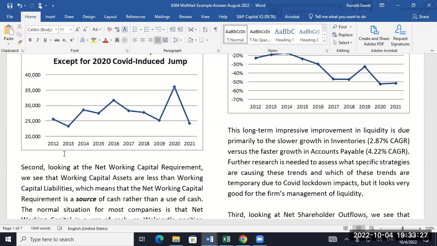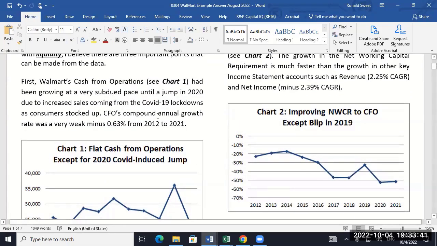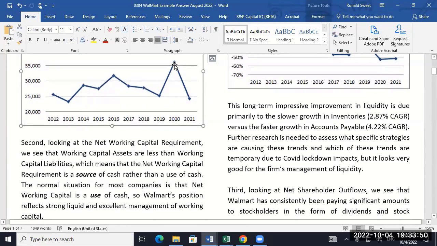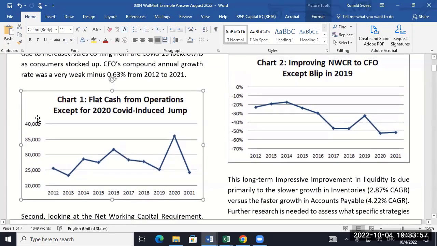One thing that's really important on cash from operations is several of my ratios take a number divided by CFO. So if CFO has some noise in it, it's probable you're going to see noise coming from those ratios as well. So I said CFO compound annual growth rate has been a very weak minus 0.63%. I mentioned COVID-19, but when I did the paper last year, everything was wonderful. But my question was how much of that's going to go away once COVID goes away. So you're just describing this chart, what's going on with CFO.